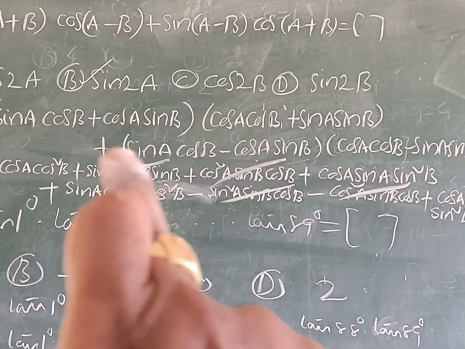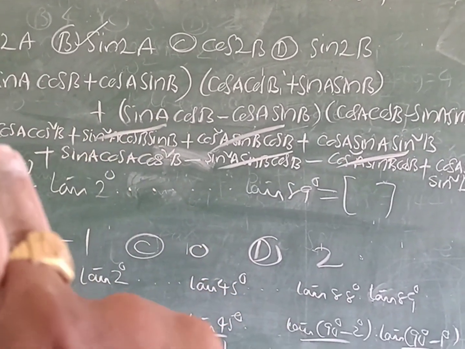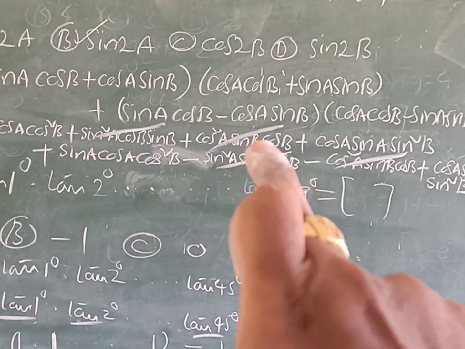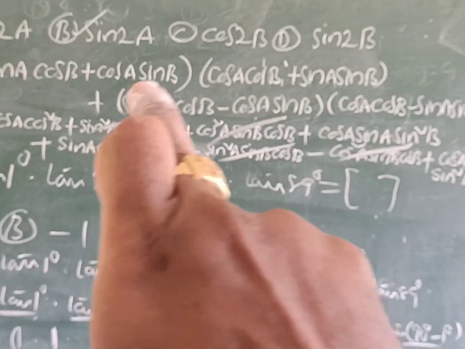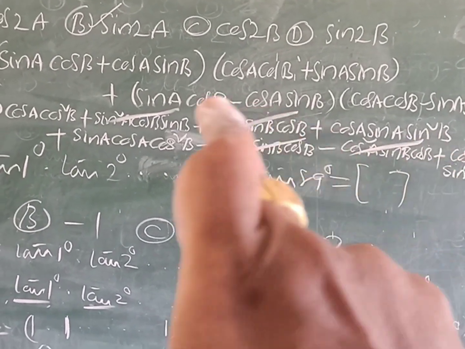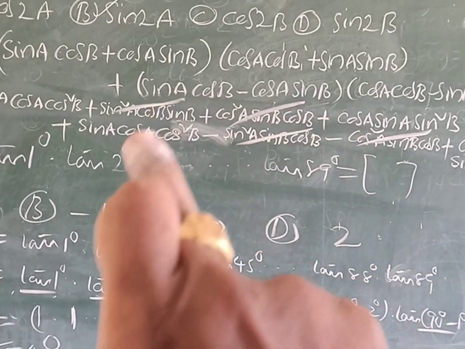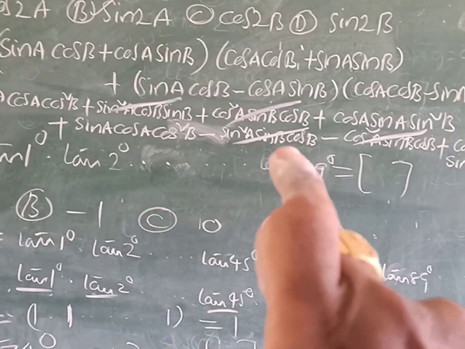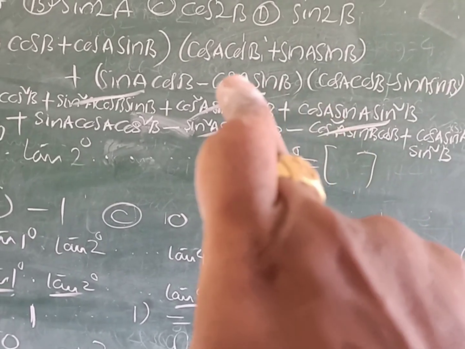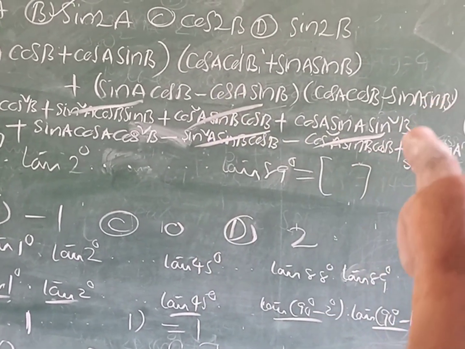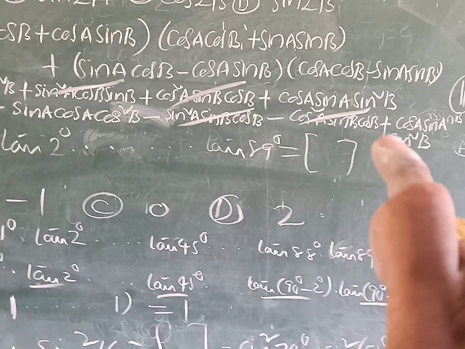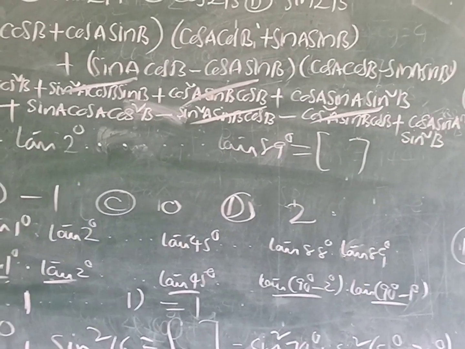So on removing these brackets by multiplication, sin A cos A into cos square B plus sin square A cos B sin B plus cos square A into sin B cos B plus cos A sin A into sin square B. Second term multiplication, sin A cos A into cos square B minus sin square A sin B cos B minus cos square A into sin B cos B plus cos A sin A into sin square B.